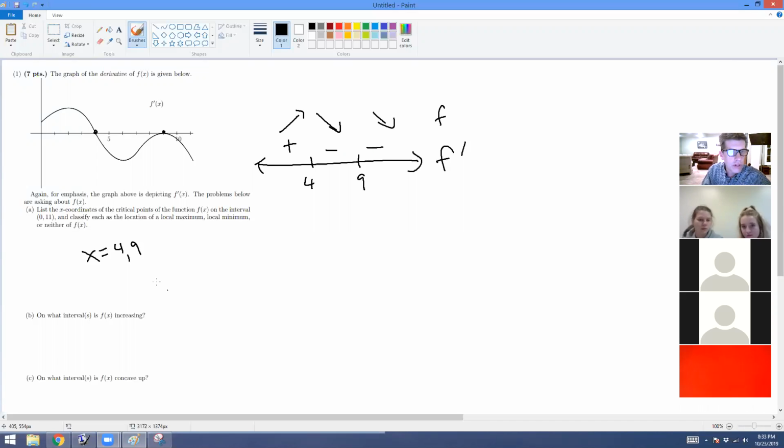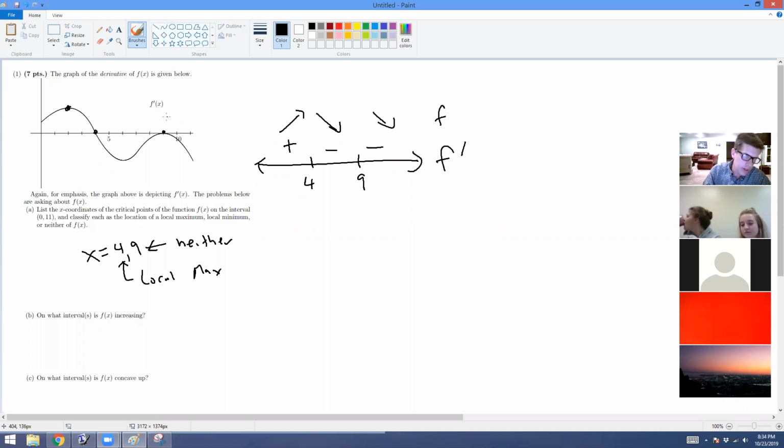So at 4 is a local what? Max. Local max. And 9? Neither. Wouldn't 2 be a critical point as well? Okay, so what's going on at 2? The inflection point. Okay, so yeah, at 2, the slope of f prime is 0.